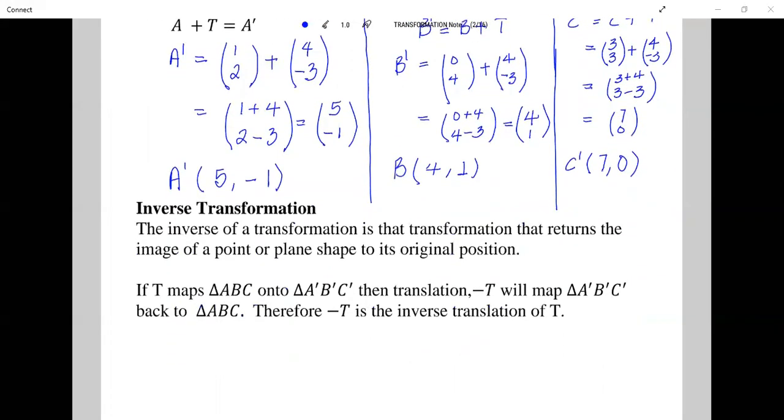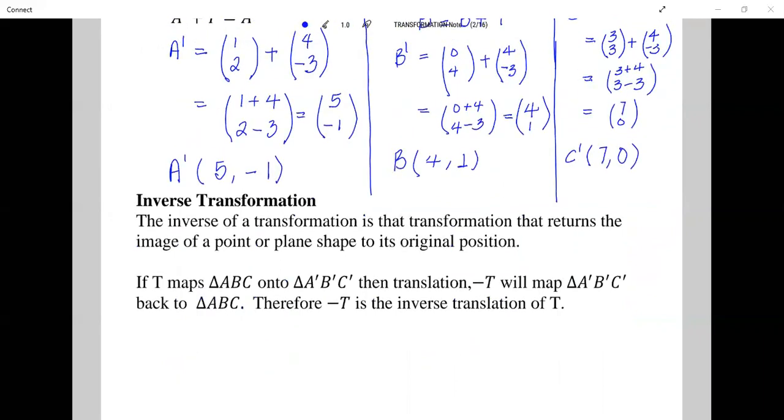So let's talk about inverse transformation. The inverse of a transformation is that transformation that returns the image of a point or plane shape to its original position. So if a transformation takes a shape from the object to the image, the inverse transformation will take the shape back from the image back to its object.